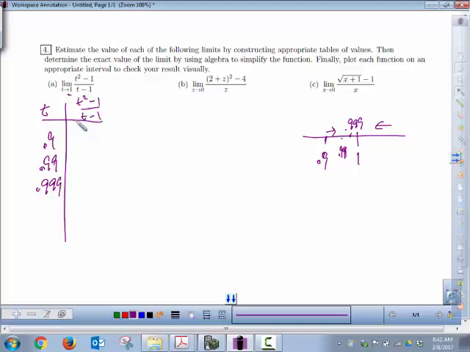And then we could do this by hand, but I'd rather use a calculator, punch stuff in. And then we're going to come from the other side as well. So something that's a little bit bigger than 1, like 1.1, sorry, and then 1.01, and then 1.001. So those are all numbers that are getting closer and closer to 1. The 99s are coming from the left side, the 001s are coming from the right side. So those are good values to check.